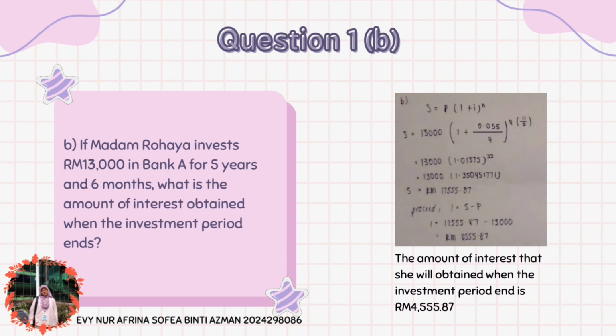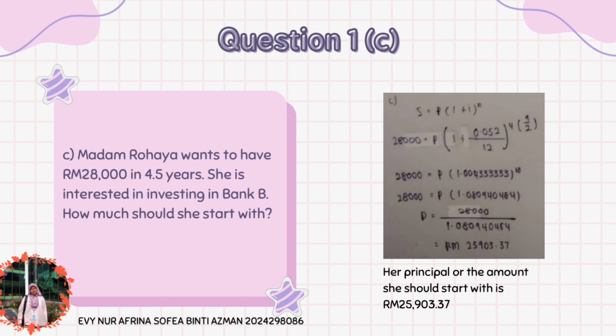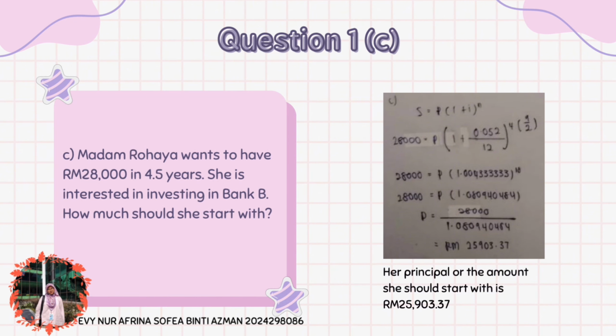period ends. To find the interest, we will use the formula I equal to S minus P, where we insert the amount 70,555.87 ringgit Malaysia minus 30,000 ringgit Malaysia. So we will get 4,555.87 ringgit Malaysia.